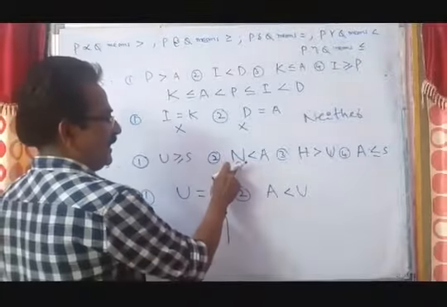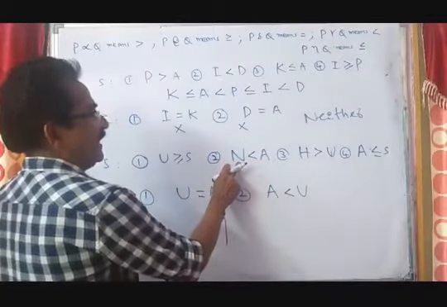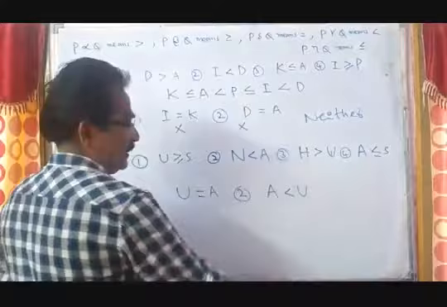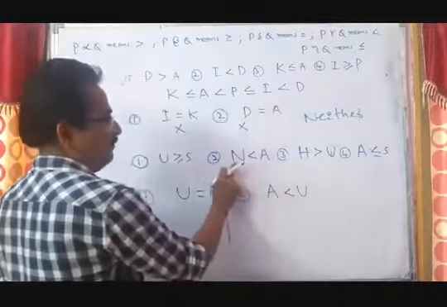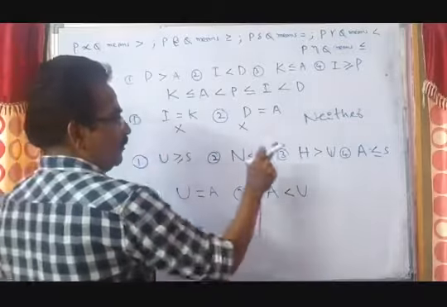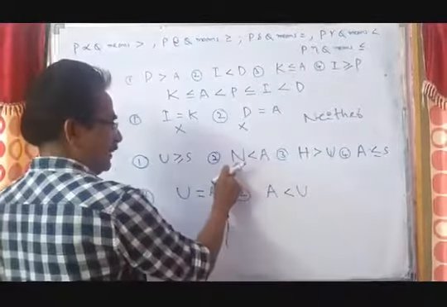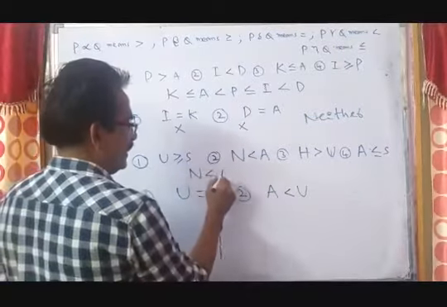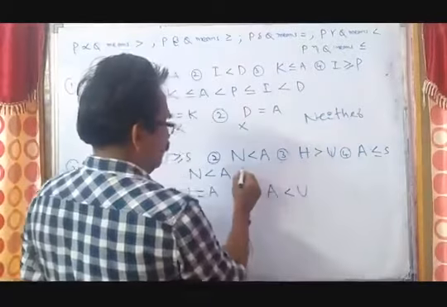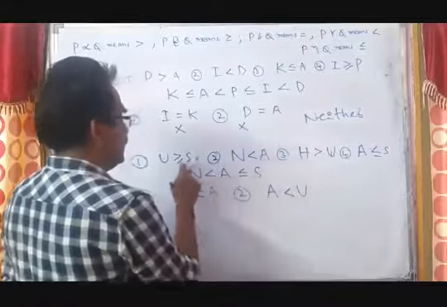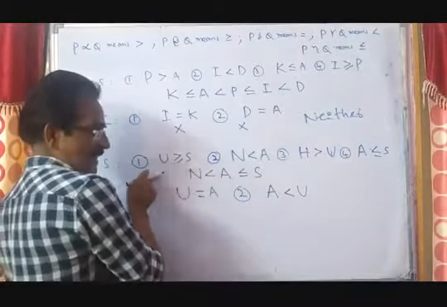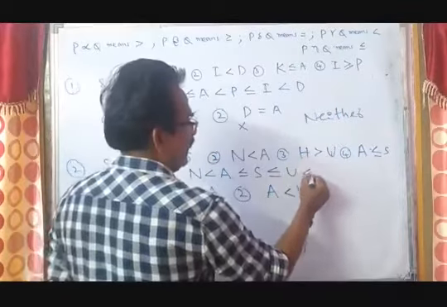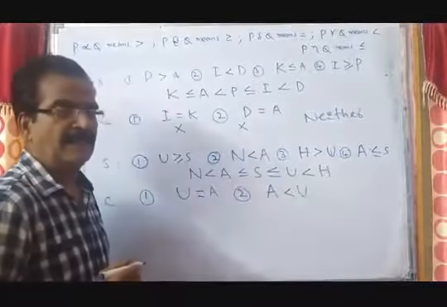Here only one n is there, and one h is there. If you notice from the given four statements, only one n is there, only one h is there. So let us begin with n. N less than a. A less than or equal to s. S less than or equal to u. U less than h. So this is the statement line.